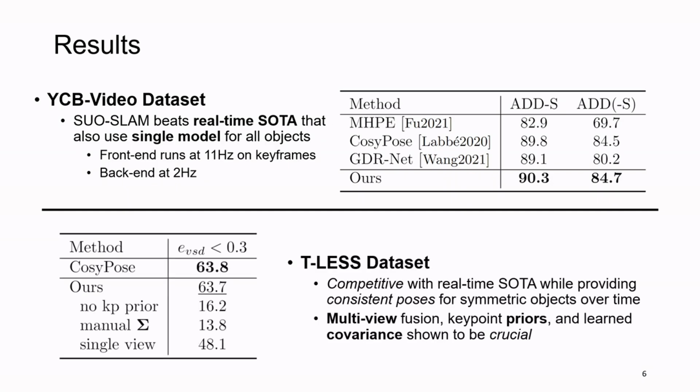On the T-LESS dataset, we show competitive accuracy with the real-time state-of-the-art, while also providing consistent poses for symmetric objects over time. We also show that multi-view fusion, keypoint priors, and learned covariance are crucial to achieving these results.